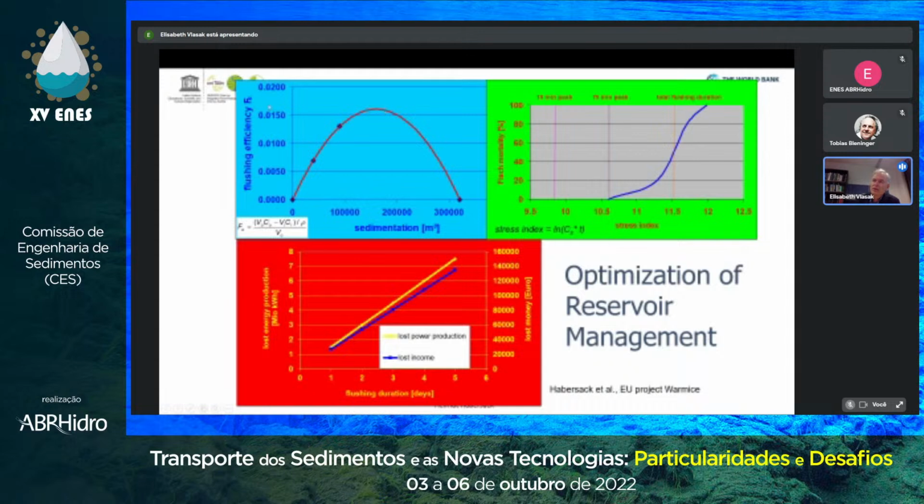Why optimized? Because we use the flushing efficiency. The flushing efficiency is quite simple. You compare the volume of water and the sediment concentration that comes into the reservoir with the volume of water and the concentration that goes out of it. Basically it means that you want to get as much sediment out of the reservoir with as little water as you can use. So with a small amount of water, you get much sediment out. Of course, this has ecological implications because the concentration is then very high. But we think there must be somewhere an optimum where you have the highest efficiency for flushing.